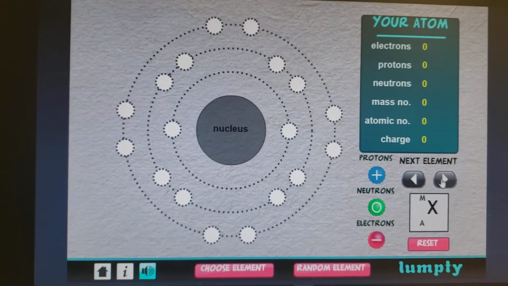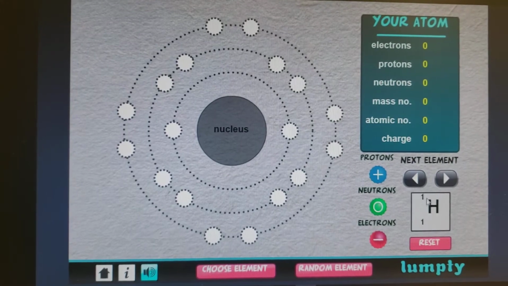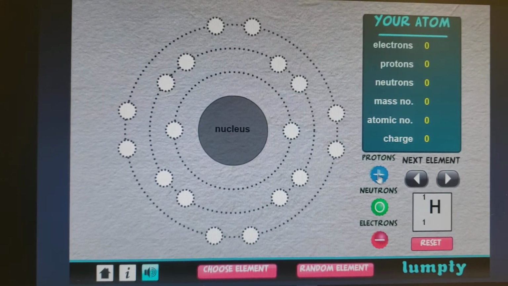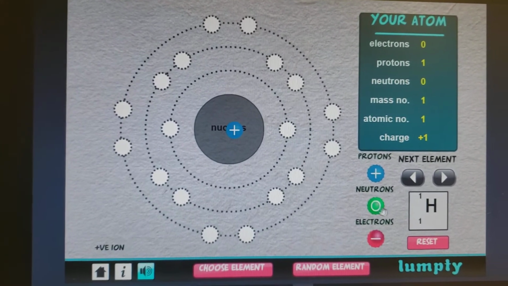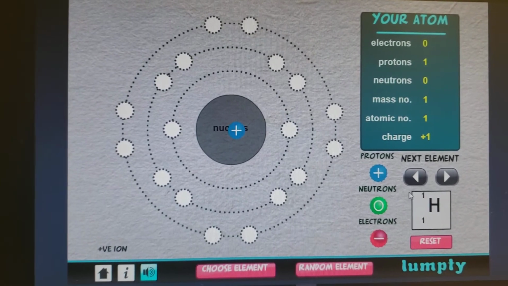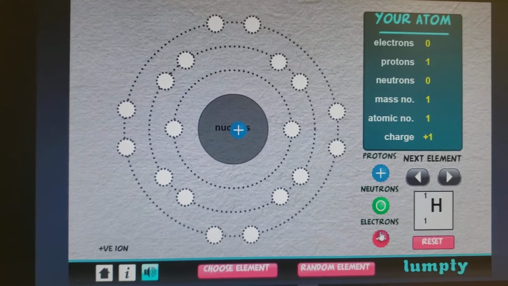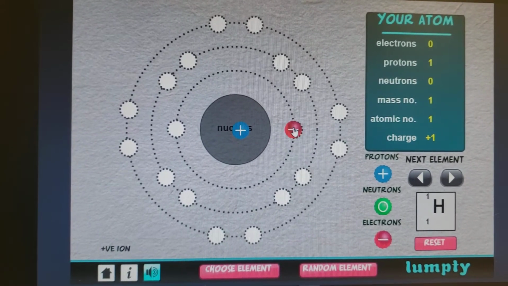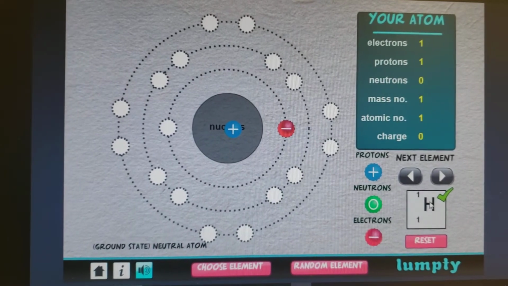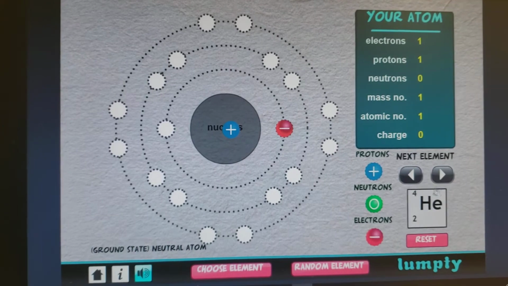Let's work on building hydrogen. That's the first atom, it has 1 proton because that's the atomic number. So we're going to add 1 proton. Meaning we don't have to add a neutron because the atomic mass is 1 also, so they have to balance out. And then for it to be equal and neutral, we're going to add 1 electron. See, we got a green check. We did good. Go to the next one.